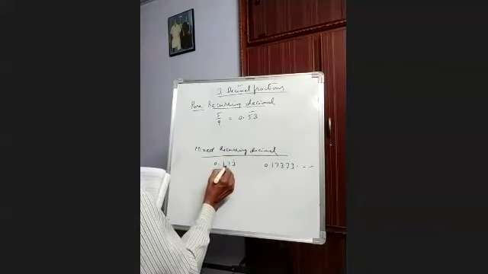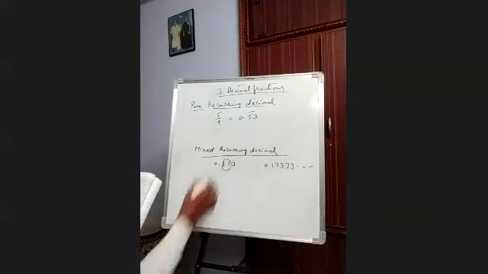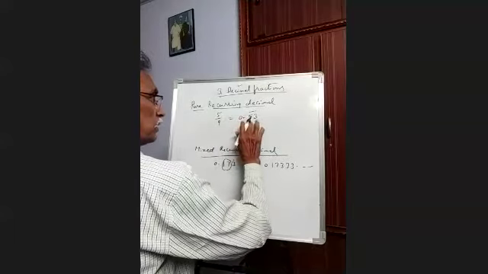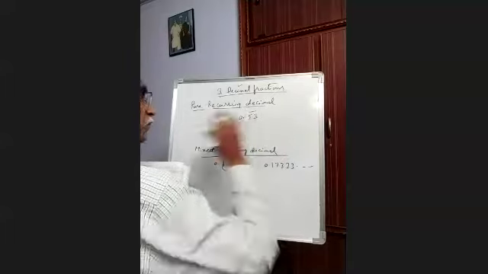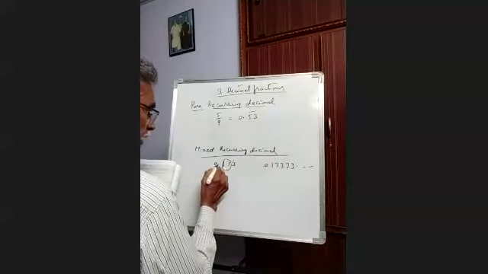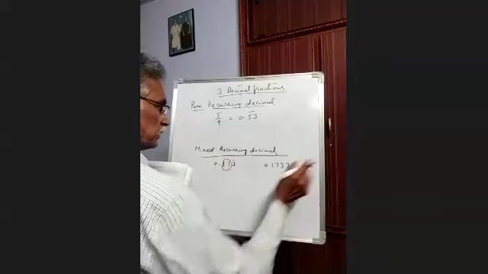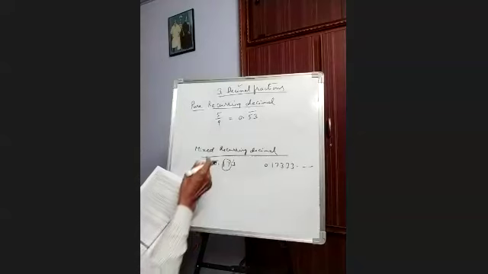What is the difference? Here the non-recurring portion is also there. Here there is no non-recurring portion. After the decimal, whatever digits are there, either one or two, they are repeated. Here, after the decimal, 1 and 7 are there, they will not repeat. Only 3 will be repeated. This is a mixed recurring decimal.